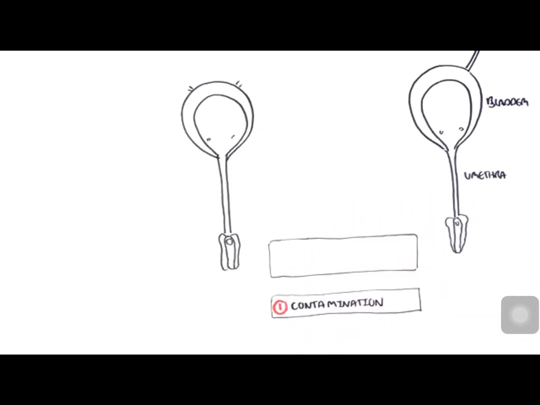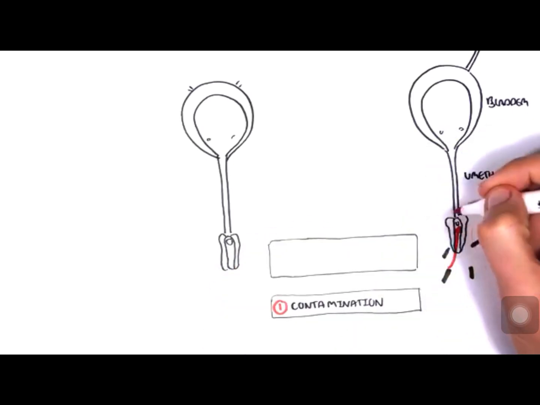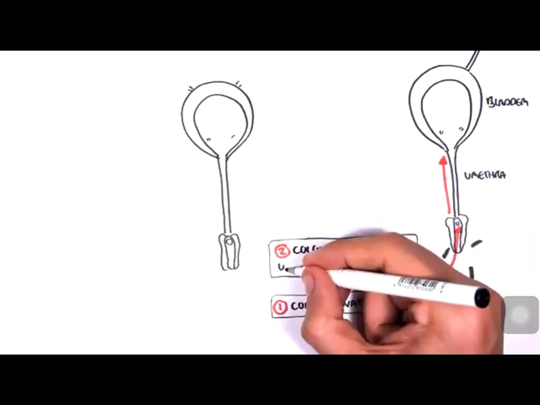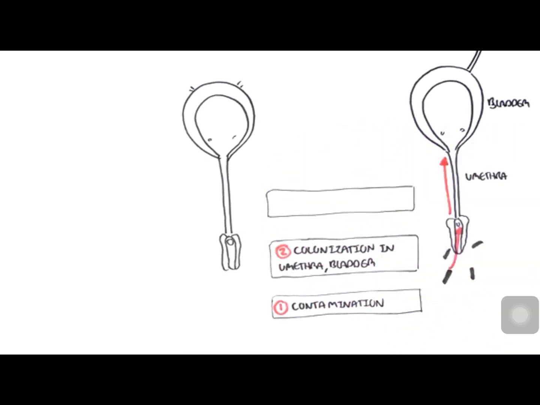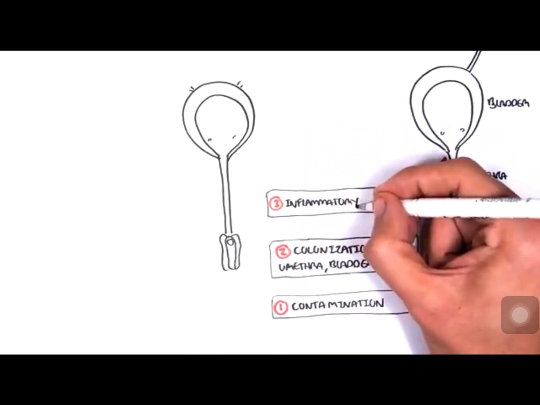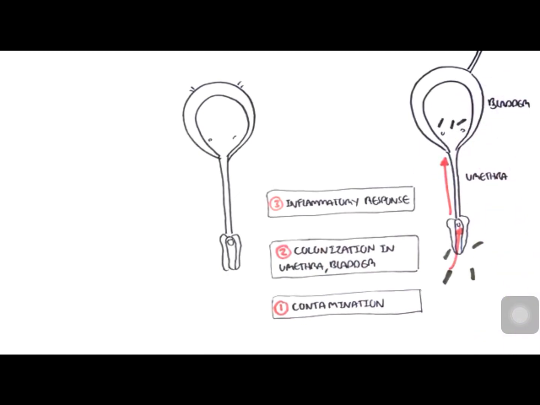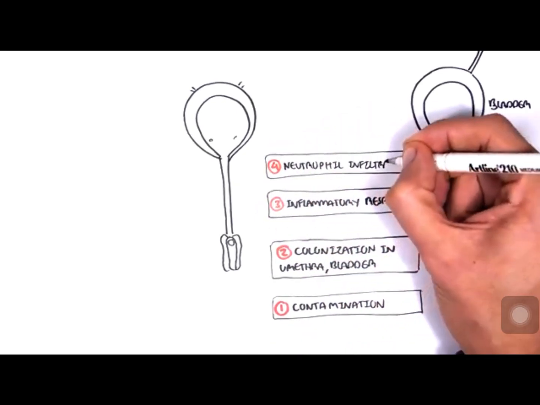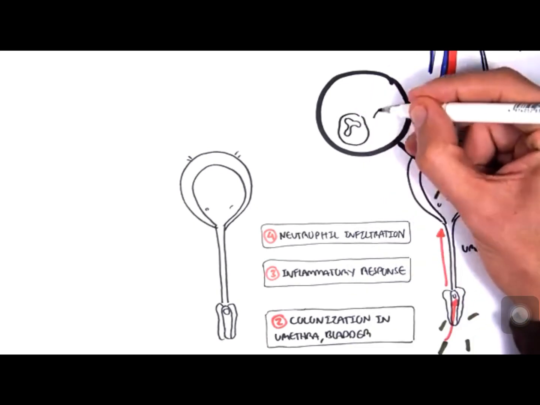Bacteria contaminate the lower urinary tract because of certain risk factors. Let's just say the bacteria is E. coli because it is the most common, in 80% of cases. They initially colonize the urethra and the bladder. This triggers an inflammatory response in the lower urinary tract. Neutrophils are then recruited to this area. As you can see in the bladder, you have bacteria and you have neutrophils.